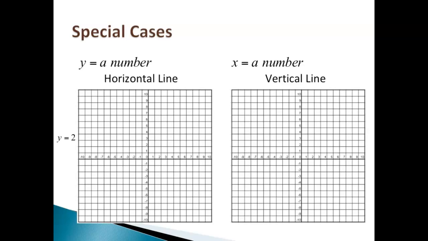So say for example you had y = 2. This is a horizontal line, and to graph this, you would find 2 on the y-axis, and then you would draw a horizontal line. For a vertical line, for example, if you had x = 4, you would find 4 on the x-axis, and then draw a vertical line going through that point.